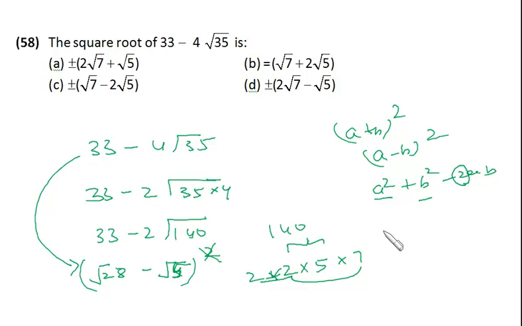Now root 28 can be written as 4 root 7. If 4 comes out of the square root, it will be 2 root 7. Okay, so that's your answer, and you just have to put up a plus minus sign. Okay, so that's pretty simple.